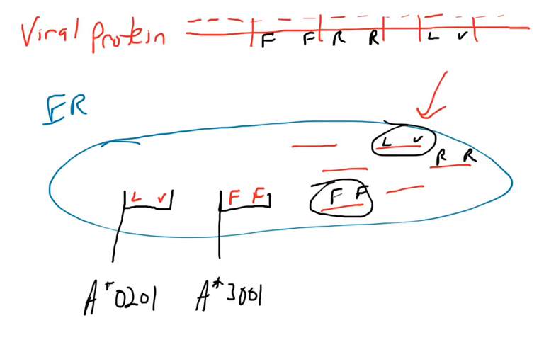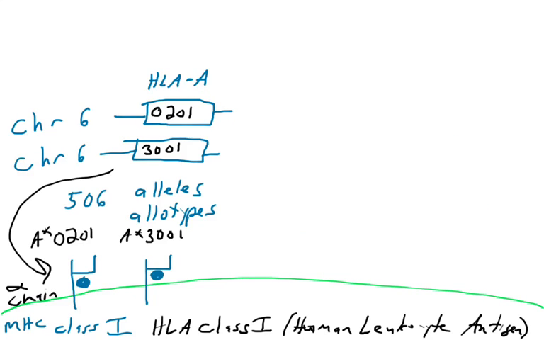Well, how are we going to present more peptides if these are the only 2 MHC class 1 alpha chains we can make? The answer is we can make more. Let's go to the next slide. So I just told you before that we have the HLA-A gene that makes the alpha chain protein, and you most likely have different allotypes.